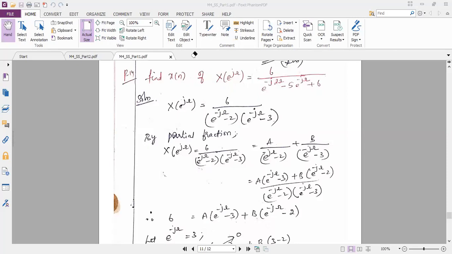So we have seen finding x of n earlier, but that question format is completely different from this format. So we'll see, if we get the question in this fashion, how to approach it. Okay, so I want you to just write the question X of e power j omega, which is equal to 6 divided by. So you know to take the partial fraction.